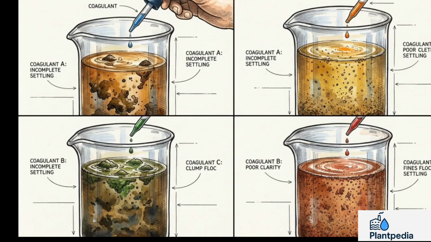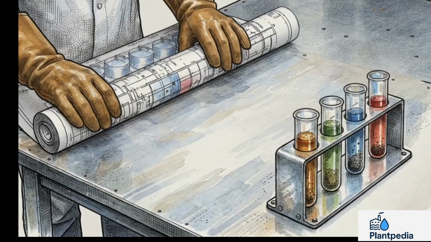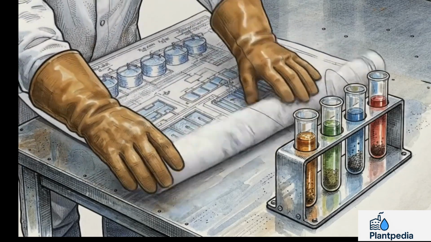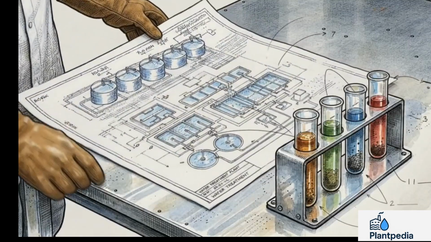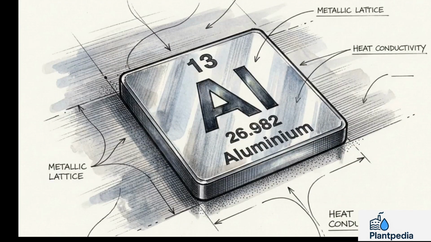drawbacks. There is no universal best chemical in wastewater treatment. Coagulant selection is a strict optimization problem defined by the exact pollutants you need to remove. Achieving a compliant discharge requires abandoning trial and error and strictly balancing these chemical traits against your plant's operational constraints.